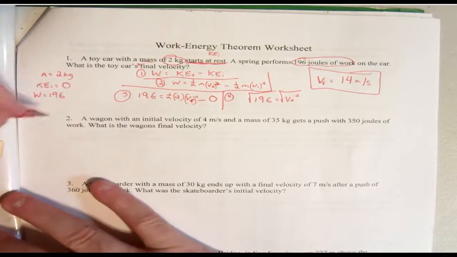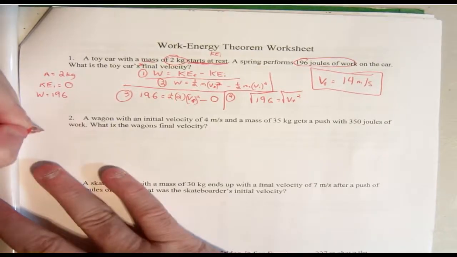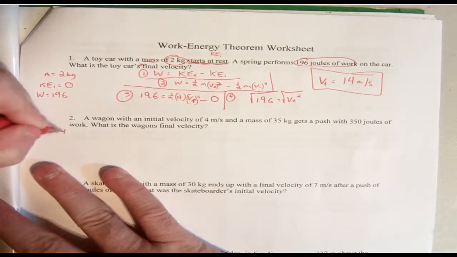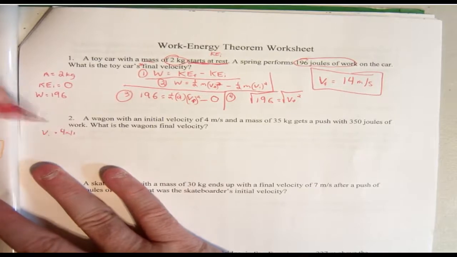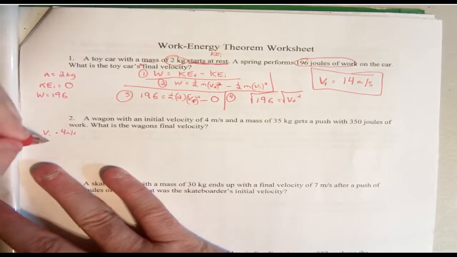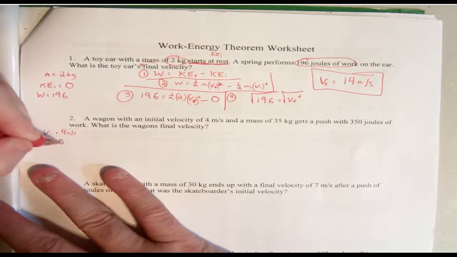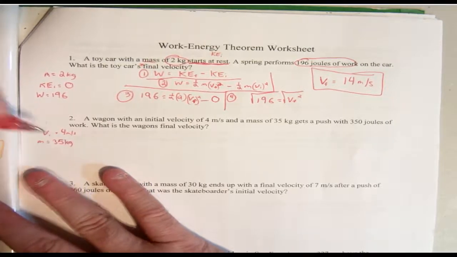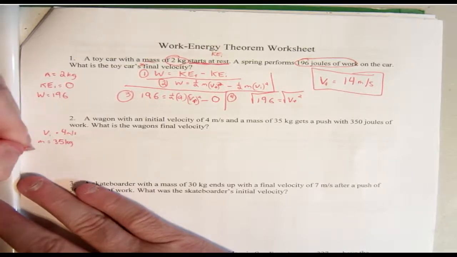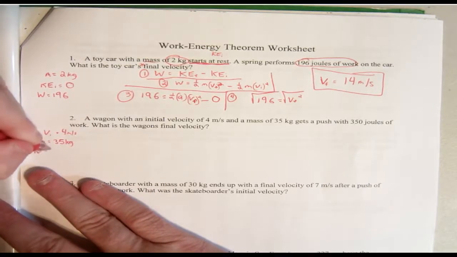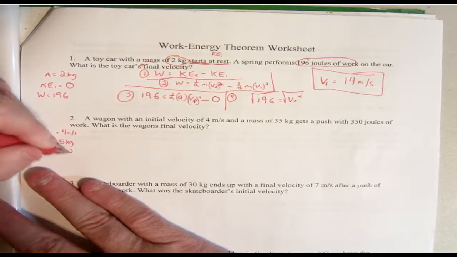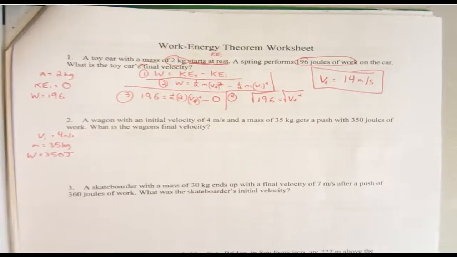Okay, so we have initial velocity, 4 meters per second. We have mass, 35 kilograms. We have work, capital W, 350 joules. Awesome.